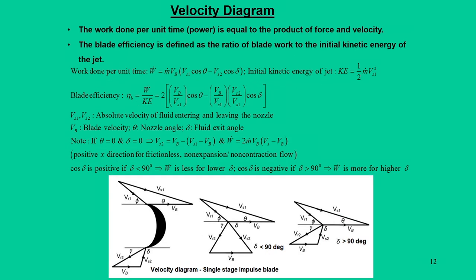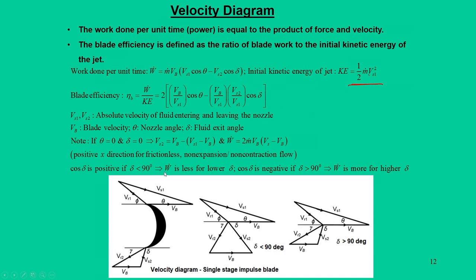So, now once we are able to find out the force, then we can find out the work done per unit time. This is again force multiplied by velocity, that is Vb. We can also find out the initial kinetic energy of the jet, half m dot Vs1 square, that is the kinetic energy at the inlet or entrance. By knowing the work done per unit time and the initial kinetic energy, we will be in a position to find out the blade efficiency by taking this ratio.